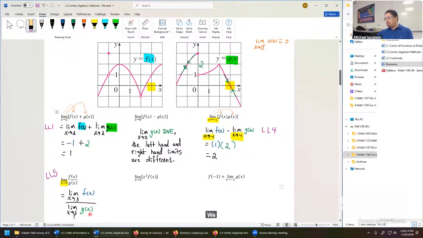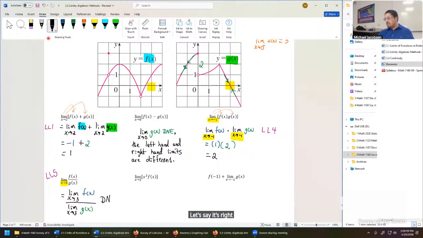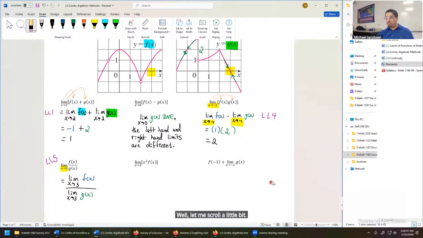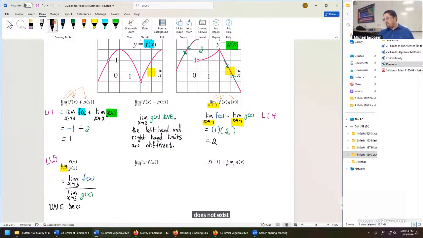We wrote down this step only because, well, emphasizing limit law 5. If you skipped this and just said does not exist, put in the explanation, that'd have been a great way to do this problem as well. Well, let's say it's right here, does not exist. Well, let me scroll a little bit so we don't have to feel like we're cramming it in. Does not exist because limit as x tends to 3 of g of x equals 0 on this one.